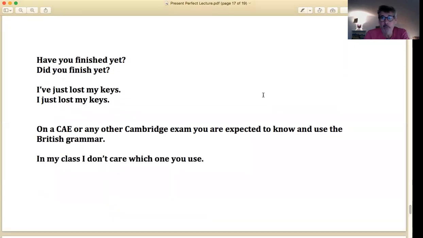And again, here are some other examples between the British and the American. Have you finished yet? Which is present perfect. Have you finished your homework yet? Did you finish yet? This would be more American. It would be normal if you lived in New York or Chicago, LA or something. And again, we talked about, I've just lost my keys. I just lost my keys. That's an Americanism.